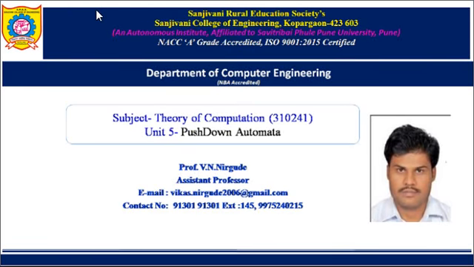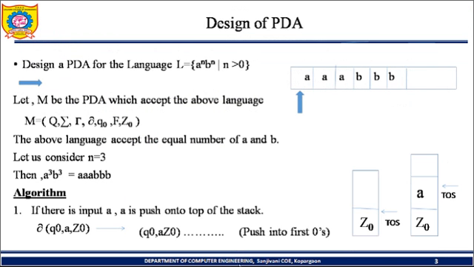In this lecture, we are going to discuss how to design the push-down automata or PDA for the given problem definition. So, design of PDA. Let us consider some languages given. Design of PDA for the language L equal to A raised to n, B raised to n, where n is greater than 0. For this language, we want to design the PDA.